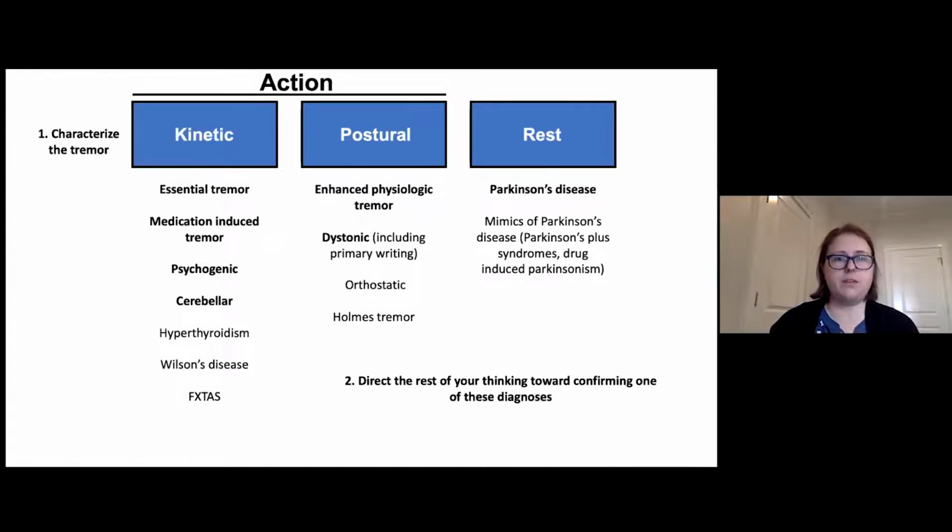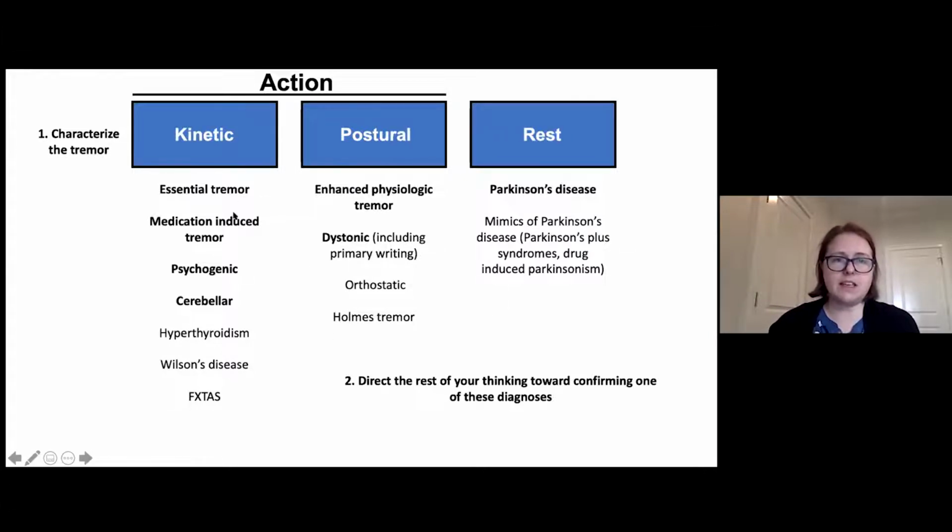So this is my approach to tremor. I think the first step should be to characterize what is the main feature of the tremor, recognizing that many tremors have components in different categories. If you start with figuring out what the main feature is, whether it's kinetic, postural, or rest, this can point you fairly quickly towards the most common etiologies of tremor, and then you can direct the rest of your thinking towards trying to confirm one of these diagnoses.